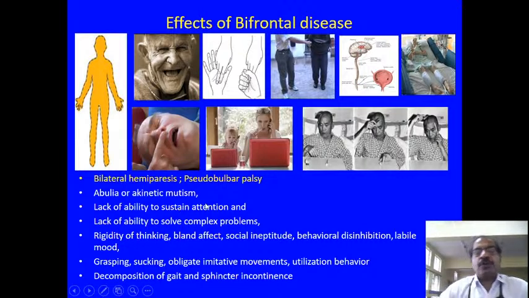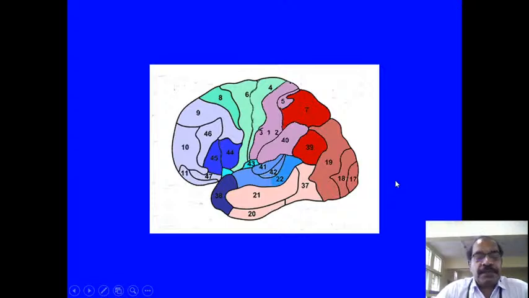And also because of involvement of the prefrontal part of the frontal lobe on both the sides, the release reflexes will be much more obvious, like grasping reflex, sucking reflex, etc. And also because of involvement of the cingulate gyrus on either side, there will be dysfunction of the bladder and bowel, and also patient may have gait apraxia. So this is just to show the different parts of the brain.